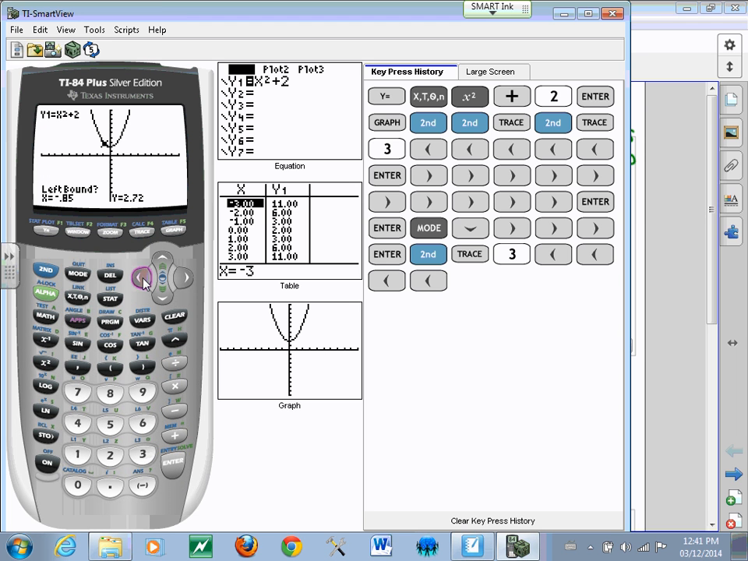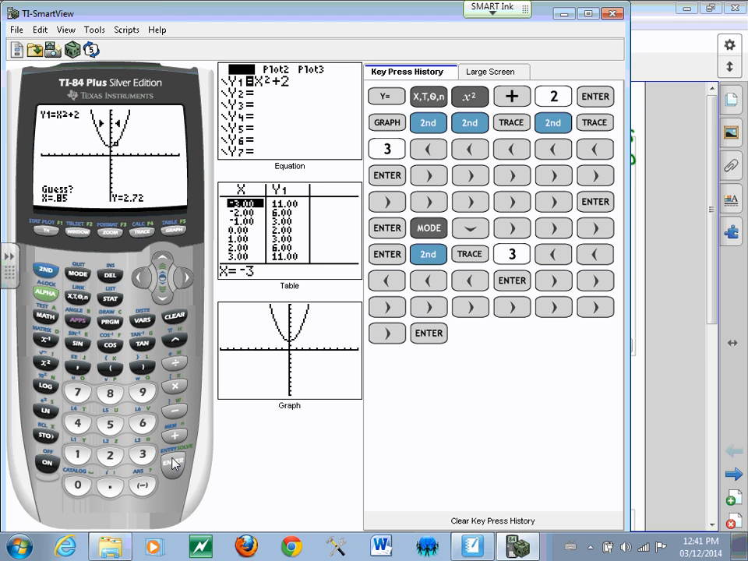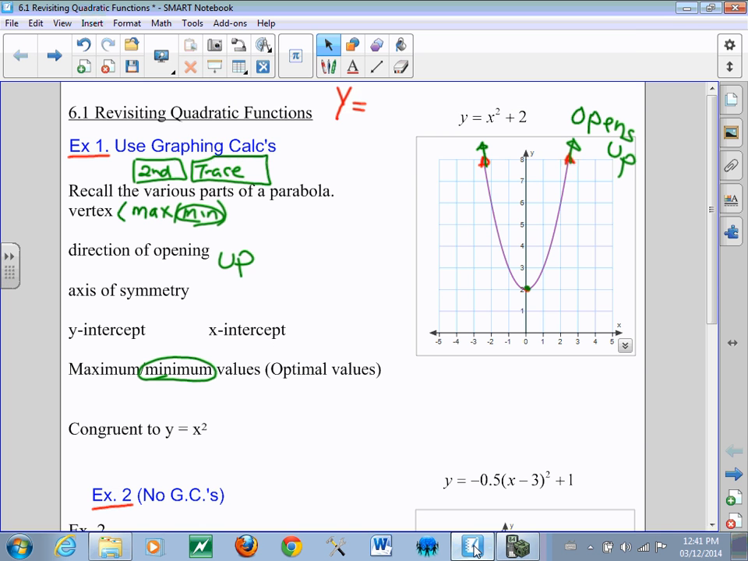Second trace, minimum 3. Get on the left side of the vertex, hit enter. Go to the right side, hit enter. It says guess. Okay, and there's our vertex, folks: 0 and 2. So I'm going to flip back over here and say the vertex is 0 and 2.